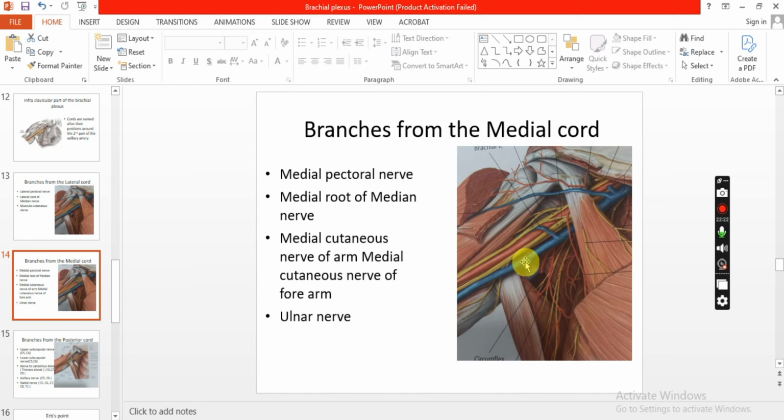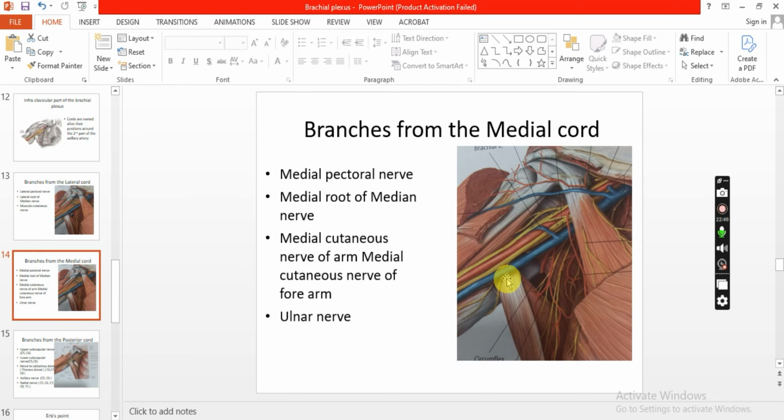Okay, then this is the axillary artery, this is the axillary vein. Here, in the gap between the axillary artery and axillary vein, you will get two nerves. The superficial and thinner one is the medial cutaneous nerve of the forearm. The deeper one is the ulnar nerve.